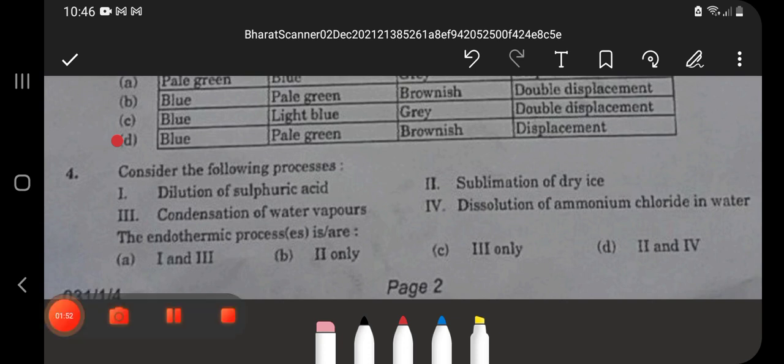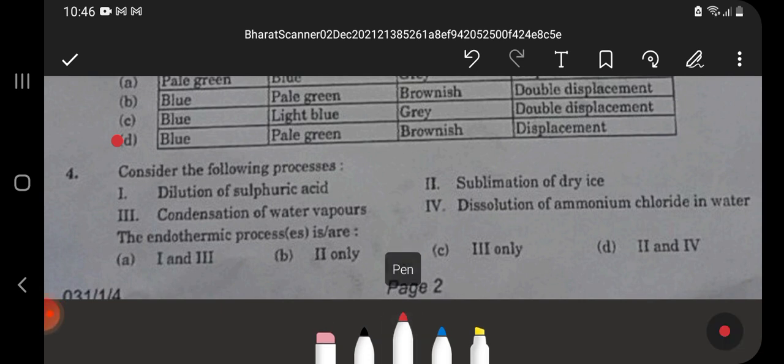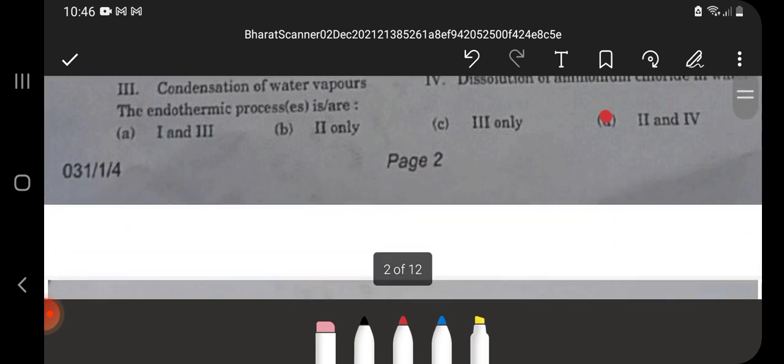Fourth question. Consider the following process. The answer is D: second and fourth. Second, sublimation of dry ice. Fourth, dissolution of ammonium chloride in water.